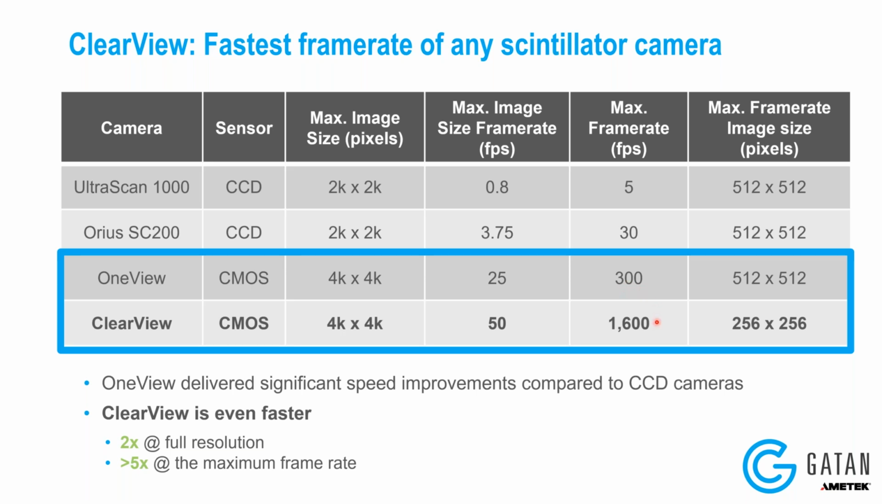So it's over 5 times faster at the maximum frame rate, which means that you can do 4D STEM experiments almost 5 times faster. You can note also here that the image size is a little smaller, but as I'll show in the next couple of slides, even at the 512 by 512 image size, the ClearView camera is much faster than the OneView camera, as you can imagine.